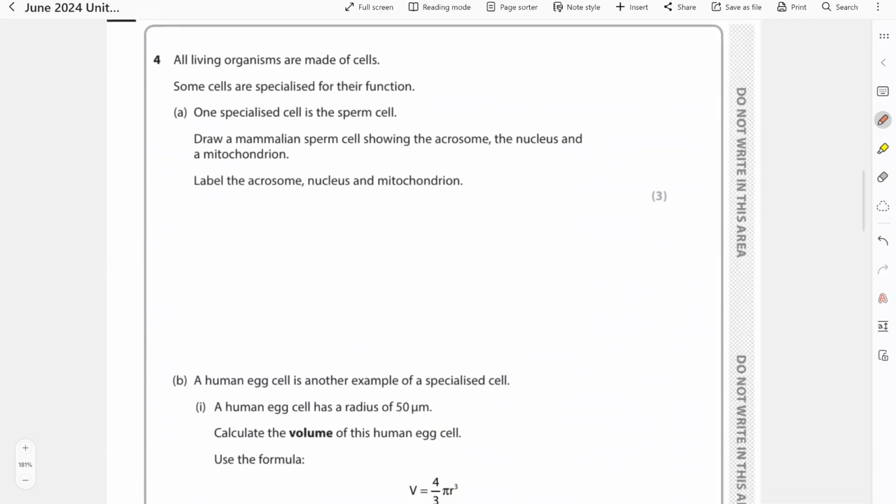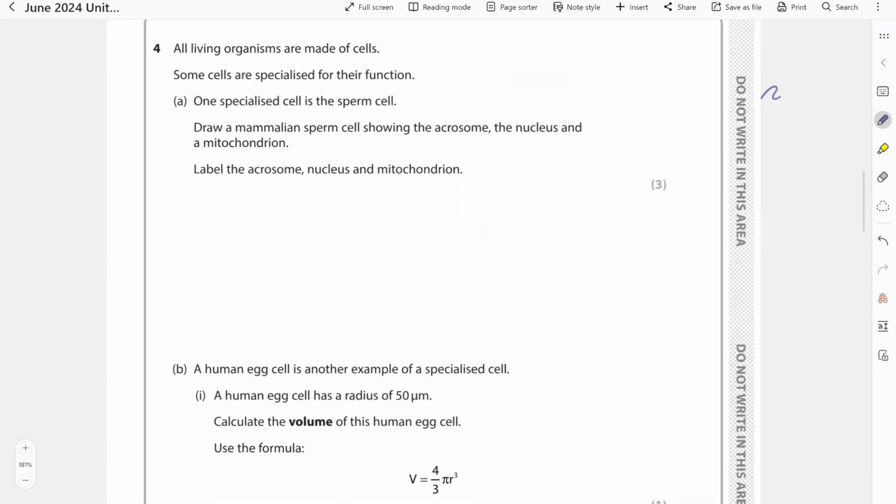Okay. All living organisms are made of cells. Some cells are specialized for their function. One specialized cell is a sperm cell. Draw a mammalian sperm cell showing the acrosome, the nucleus, and the mitochondria.